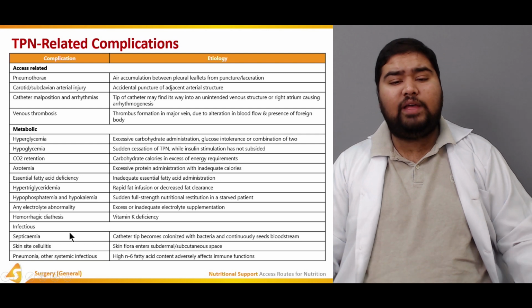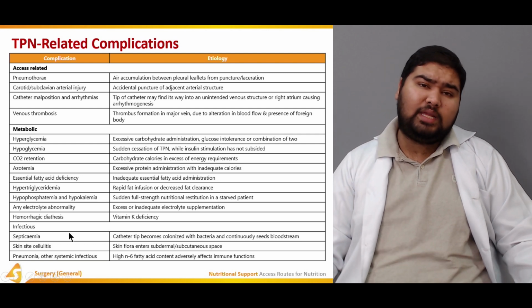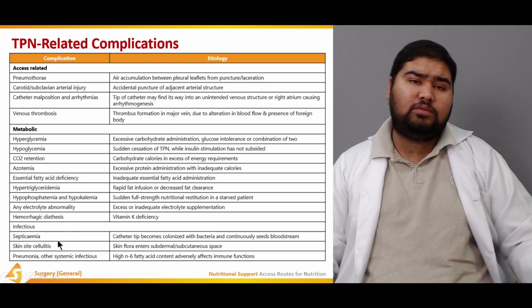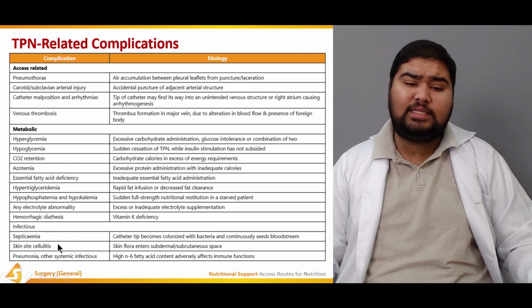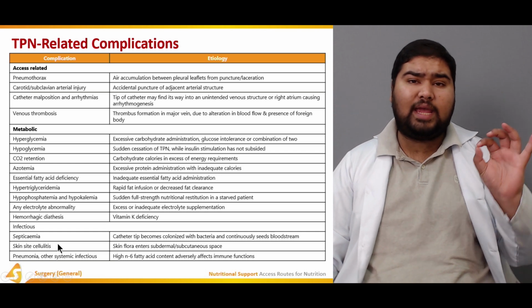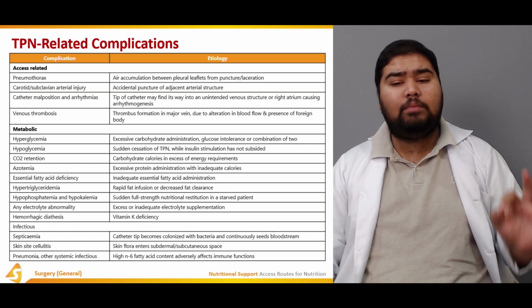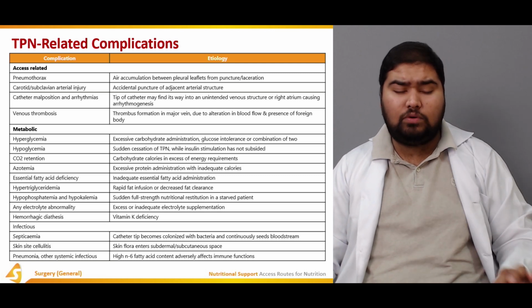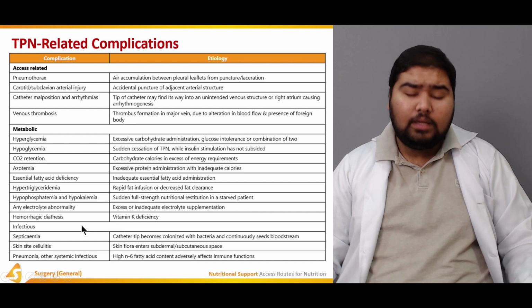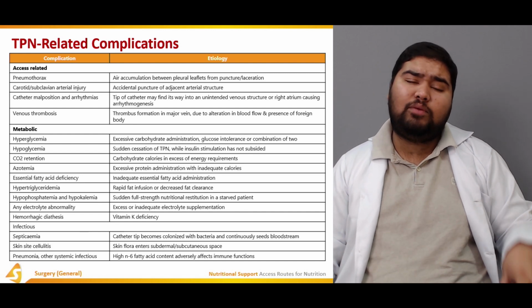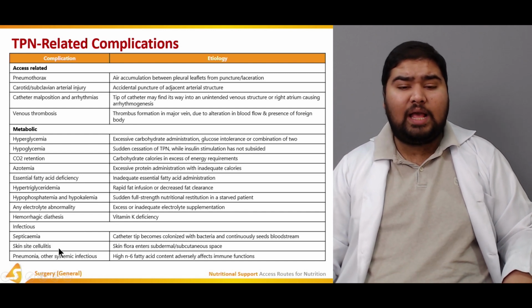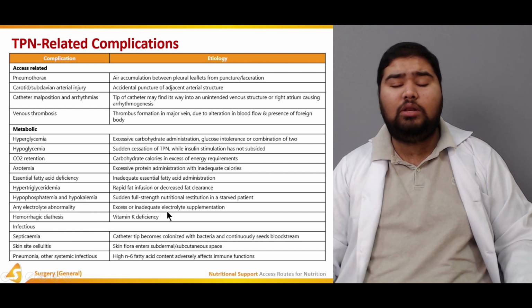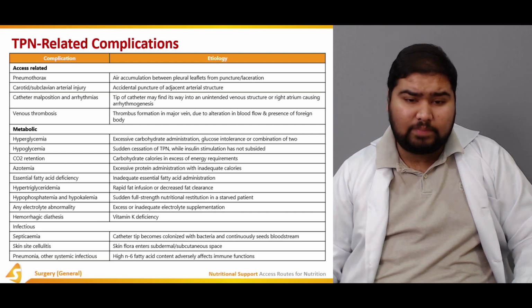Then we can have hemorrhagic diathesis due to vitamin K deficiency. Then there are infectious complications where various infections can occur. Septicemia can occur because the catheter tip might become colonized with bacteria and acts as a continuous seeding source to the bloodstream. Then at the site of the skin where the cannula is, we can have skin site cellulitis. The skin flora enters the subdermal or the subcutaneous space.